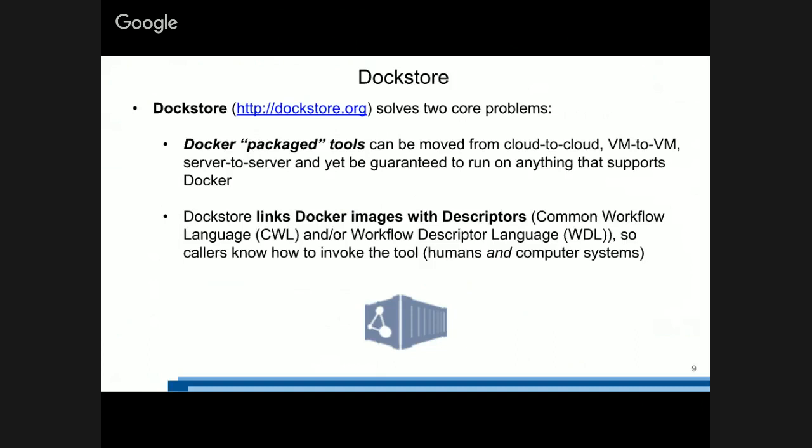Okay, so out of this Peacock project, the Dockstore evolved. It was really inspired by the work that we did here. And the Dockstore is trying to solve 2 core problems. The first one, which is completely obvious that we needed in Peacock, is the ability to take tools, put them in some sort of container, and move them from cloud to cloud, VM to VM, server to server, and get the same answer, right? So Docker provides that for Dockstore. It's the mechanism that we used in Peacock that worked really well, that we're using here as well. So Docker packages our tools.